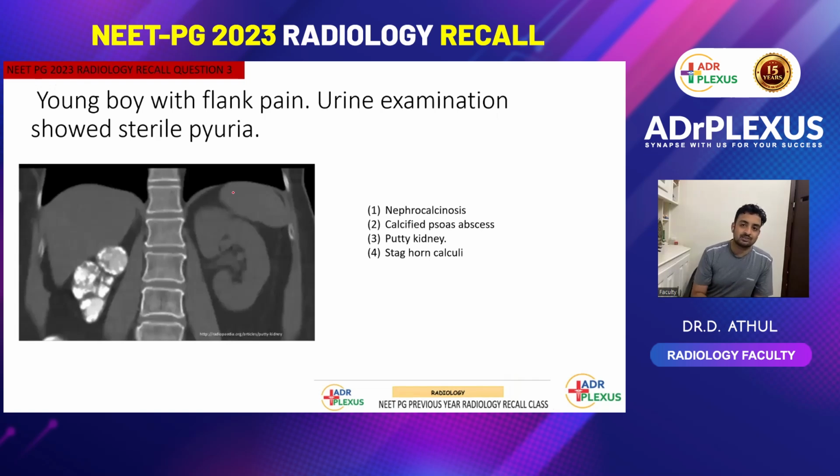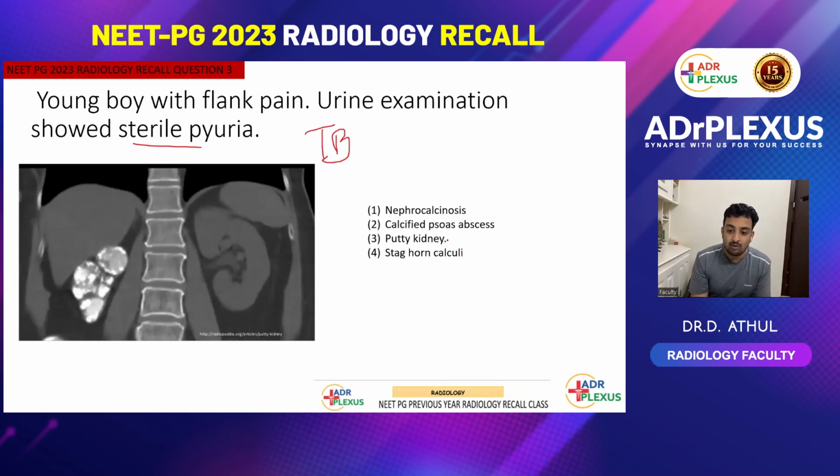This is another direct question that they usually ask in this question also. In this condition also, they give the history of sterile pyuria. So this was a young boy with a flank pain, and his urine examination showed sterile pyuria. So this is the catch in this question. And we know when there is sterile pyuria, we have to think in terms of tuberculosis.